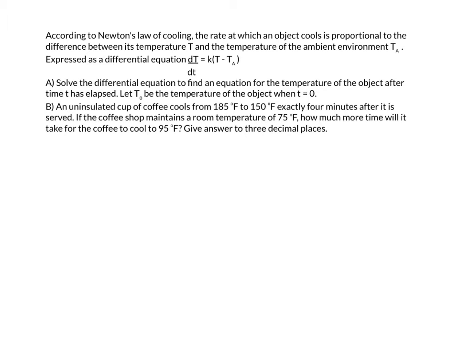Let's look at a 15-minute calculus problem today. So I'm going to try and get this done in 15 minutes here. So we're told in the question, according to Newton's law of cooling, the rate at which an object cools is proportional to the difference between its temperature and the temperature of the ambient environment, T sub A. Expressed as a differential equation, we get the derivative of temperature with respect to time is equal to K times T minus T sub A.